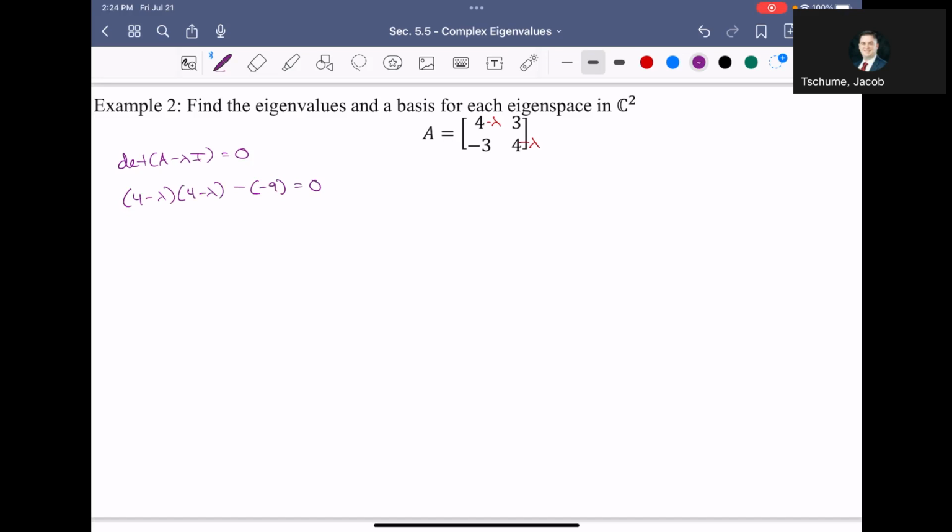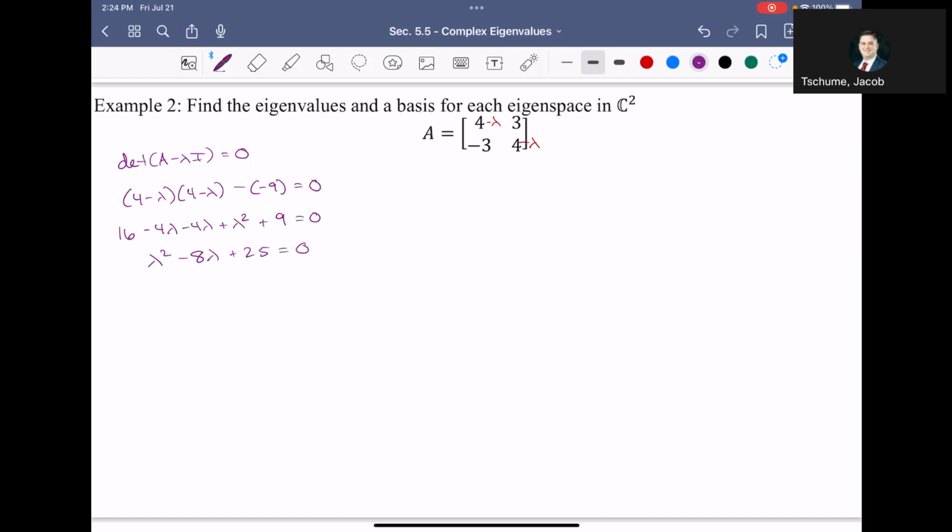Multiplying, or FOILing, your first two polynomials, you should get 16 minus 4 lambda minus 4 lambda plus lambda squared plus 9 is 0. And then you will get lambda squared minus 8 lambda plus 25 is equal to 0. Once again, this does not factor.